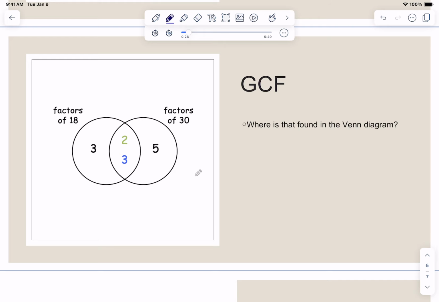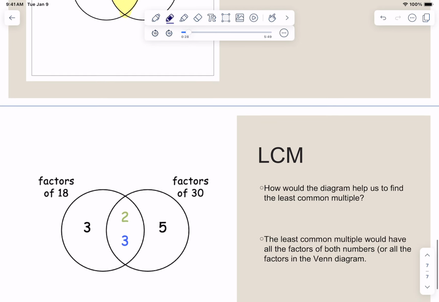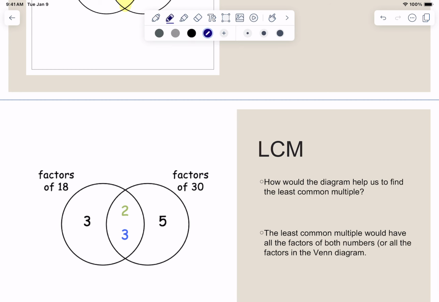So my greatest common factor, I'm going to find the space in the middle. My greatest common factor is this stuff right here. And I'm going to look down here and say my least common multiple is going to be all of this stuff in here.